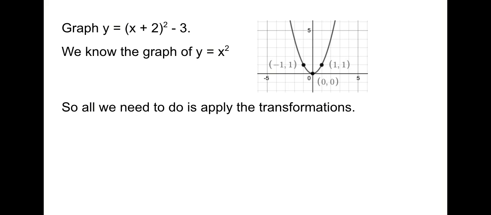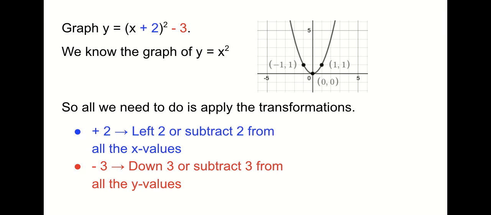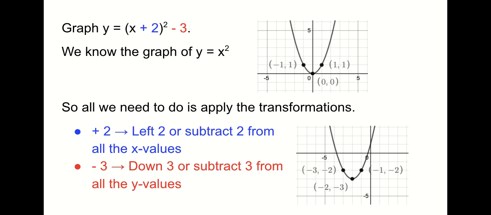So what are the transformations? Well, the plus 2 is going to be left 2. I'm adding 2 to all the inputs, and remember, I have to compensate, so that means left 2. I like to think of it as subtracting 2 from all the x values. So on my original x squared graph, I have 3 x values, and to get the new x values, I just subtract 2. And the minus 3 means down 3. What am I really doing? I'm subtracting 3 from all the y values. So for my 3 new points, I subtract 2 from all the x's and also subtract 3 from all the y's. My new graph will look just like this: left 2, down 3.